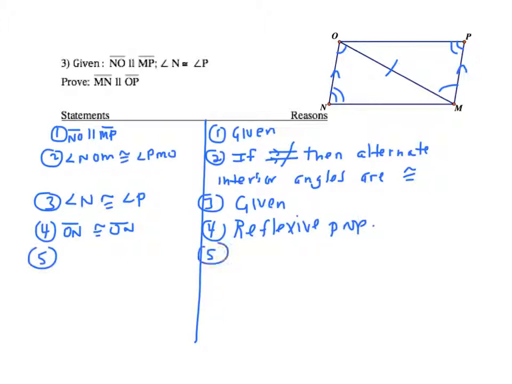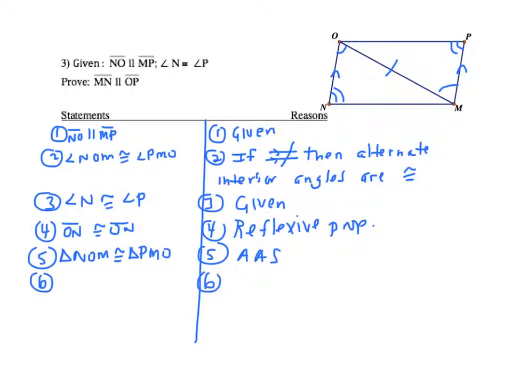Okay, in step 5, we're ready to say that our two triangles are congruent. So you can say that triangle NOM is congruent to triangle PMO. Remember, be careful how you name them. And they're congruent by the angle side congruence postulate.